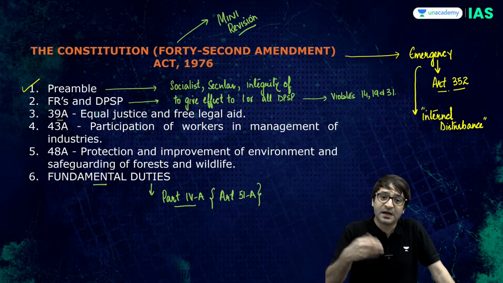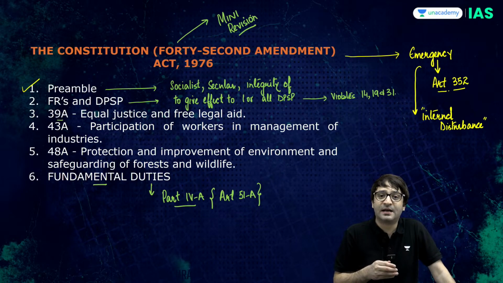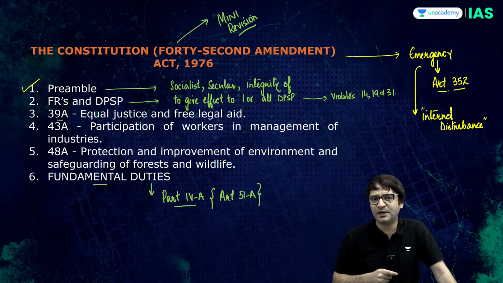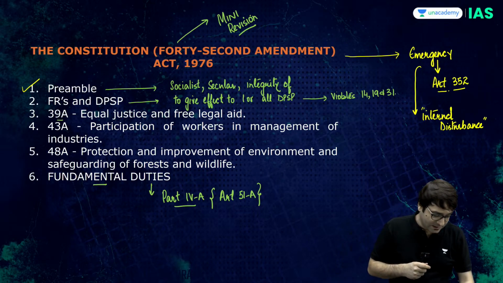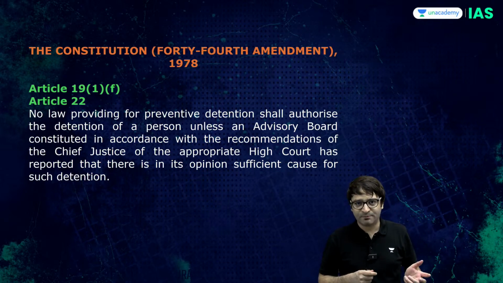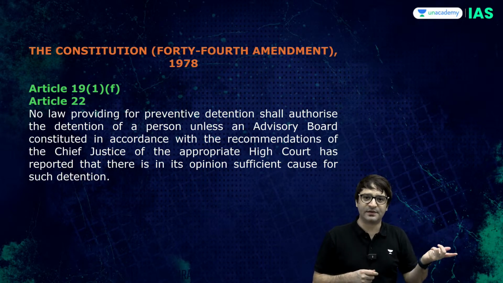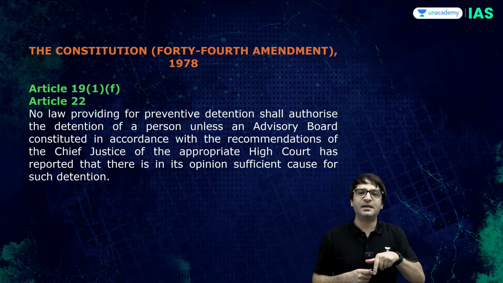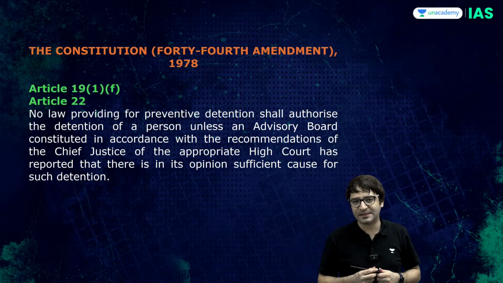Also, the term of the Lok Sabha got extended to 6 years. The term of the Legislative Assembly got extended to 6 years instead of 5. So massive changes were made to the Constitution by the 42nd Amendment in 1976. Clear? Now, to understand the changes that got made because of the 42nd Amendment in 1976, some of these changes were undone by the 44th Amendment 1978.